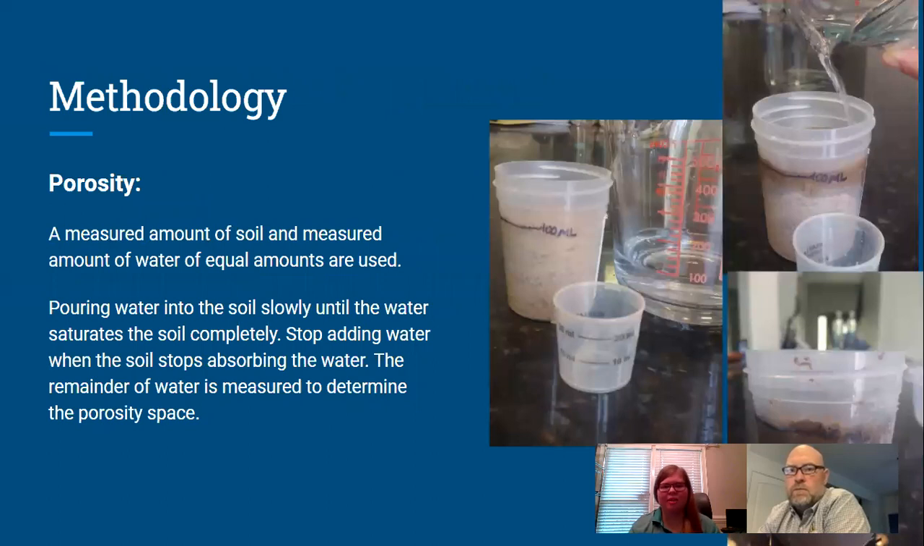In our methodology, in order to measure porosity, we first filled a cup up to 100 milliliters of water and measured the exact same amount of soil. We then slowly poured the water onto the soil until the soil became completely saturated. Then we stopped pouring. The leftover water of the 100 milliliters we had was then measured to see how much water was being taken in by the 100 milliliters of soil.